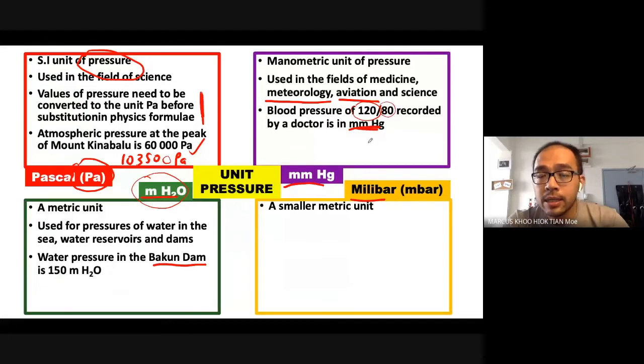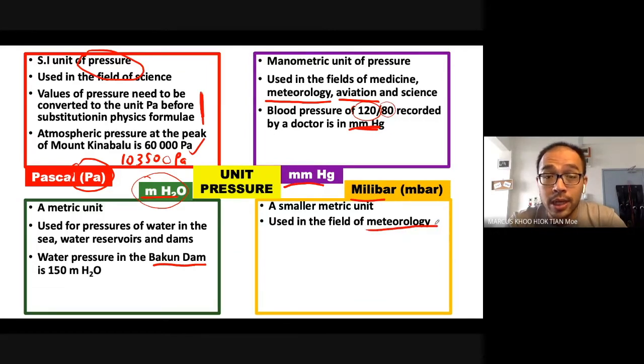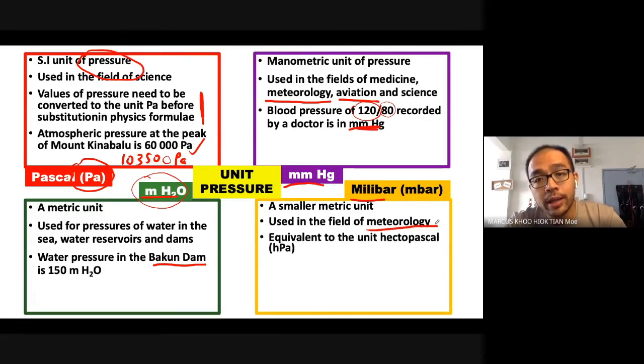Now, millibar is a very small metric unit. Dia ada unit yang sangat kecil. So we use it on a micro scale, and we usually use it in the field of meteorology. Meteorology is kaji cuaca. So for kaji cuaca we use millibar. And it's equivalent to the unit hectopascal, hPa.